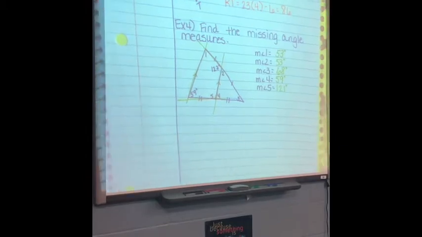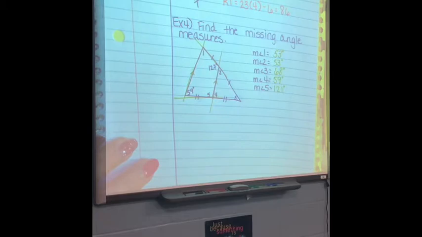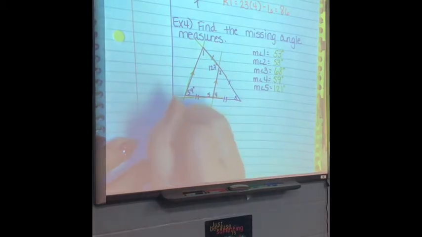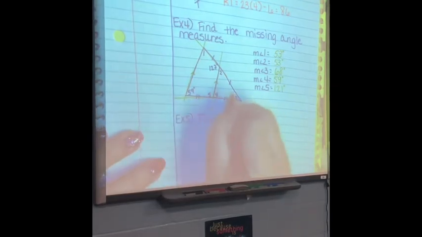All right, you see what's not going away? They're not going away the entire year. So if you aren't comfortable with them, I recommend working on that, looking at them daily. All right, one more. Let's find x again.